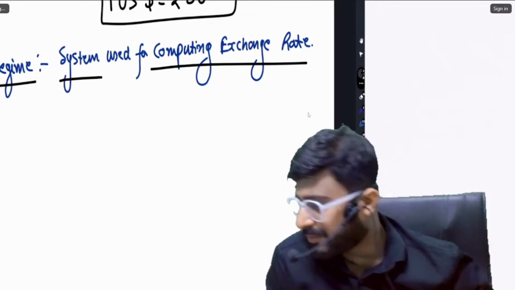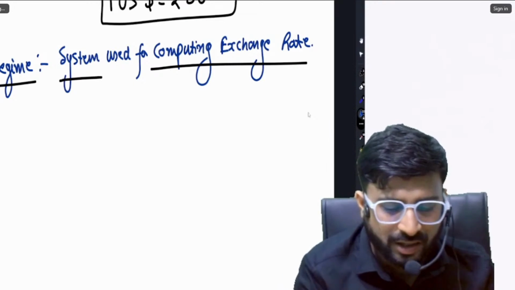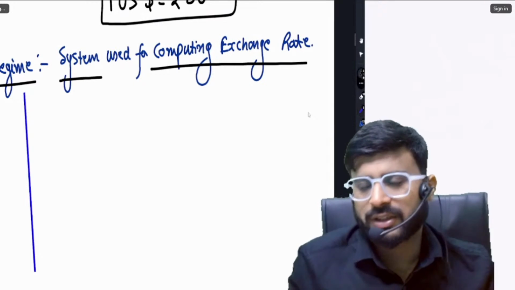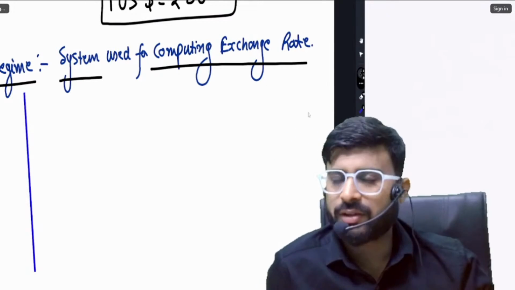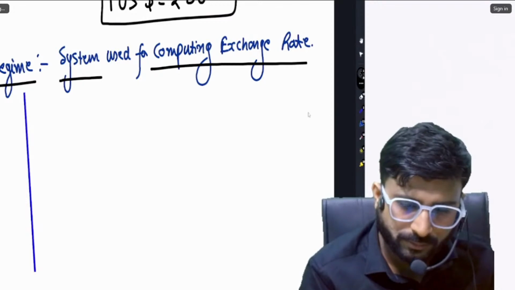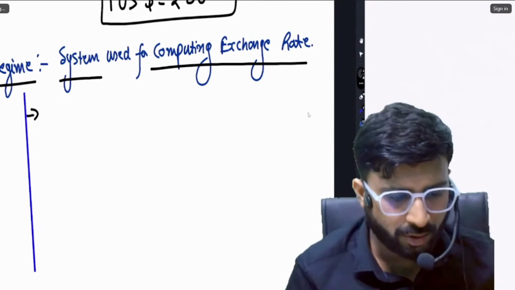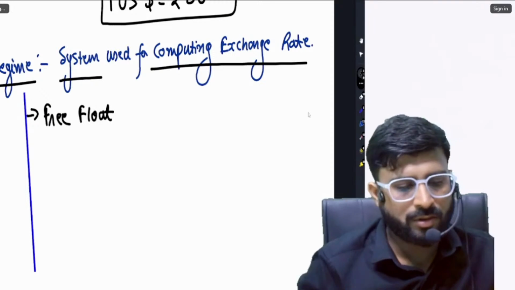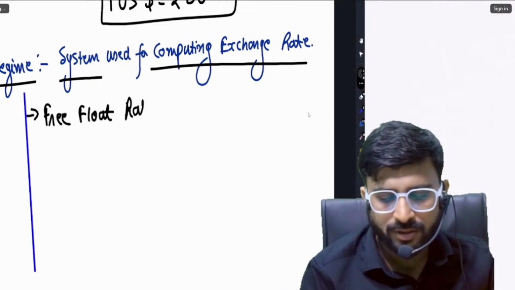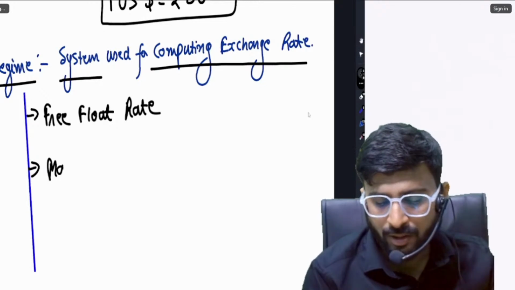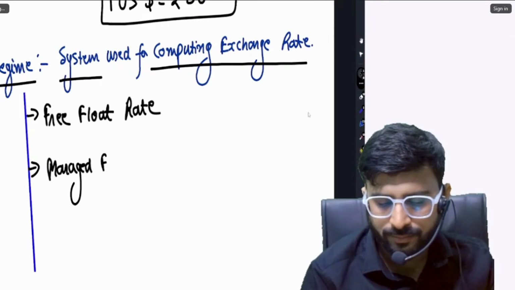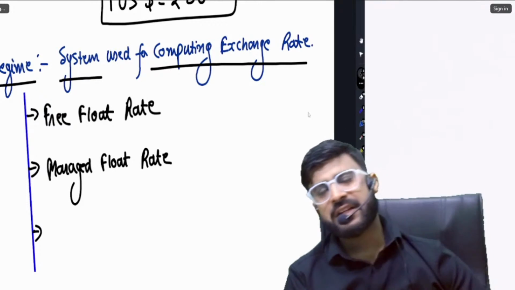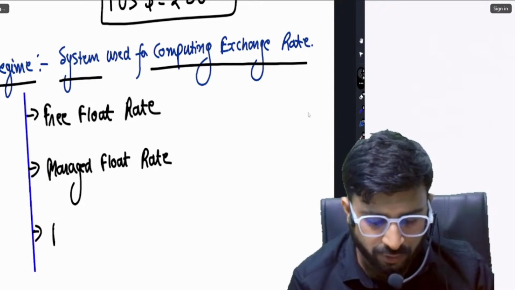But now, let me highlight for you, there are three main regimes that were followed or are being followed in our country. There are three categories that you need to understand: free float rate, managed float rate, and fixed rate.